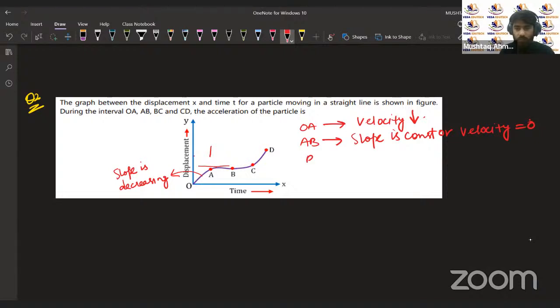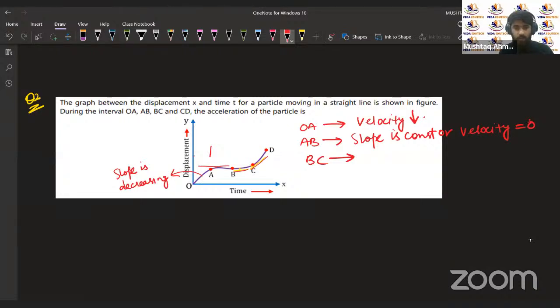And from B to C, what is happening between B to C? We can see at B the slope is 0, but the slope is now increasing, right? Slope is continuously increasing up to D, right? Slope is once again increasing.